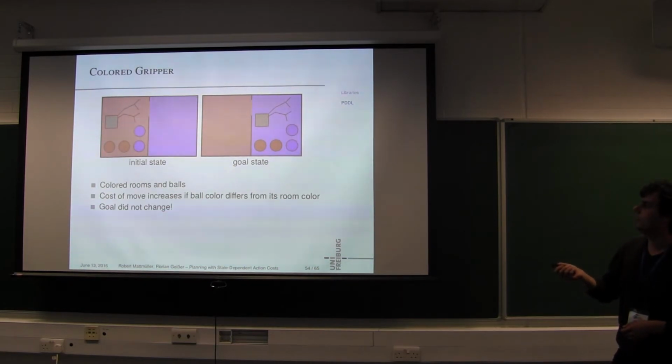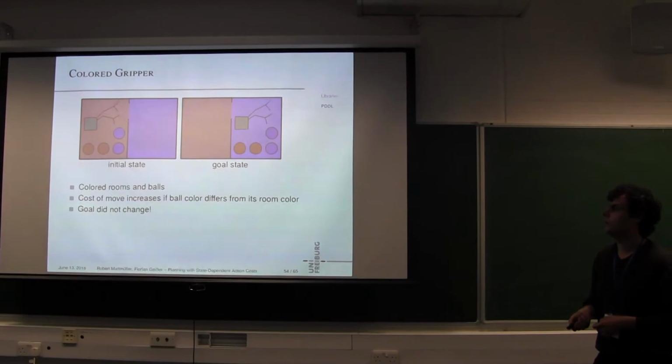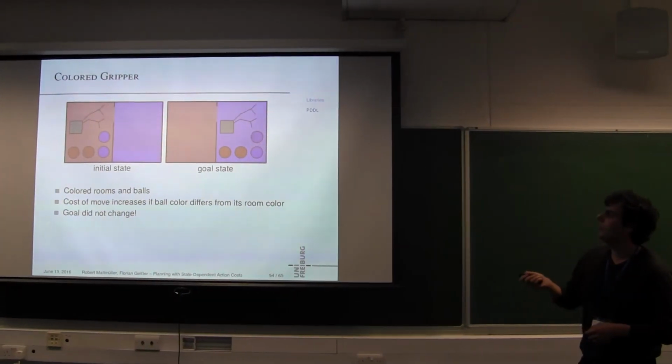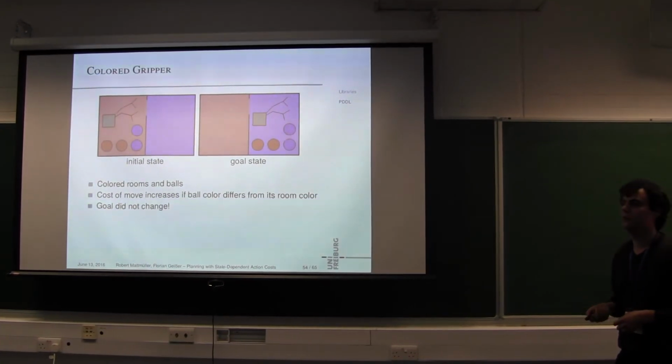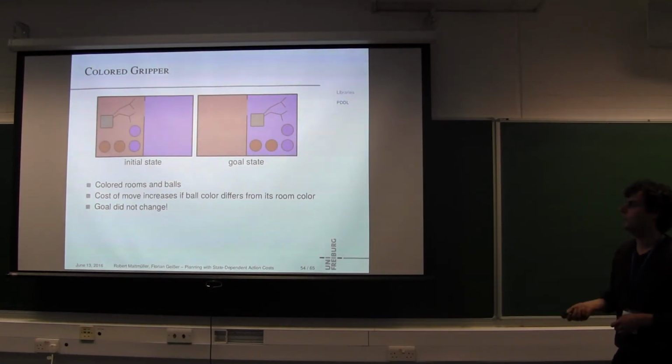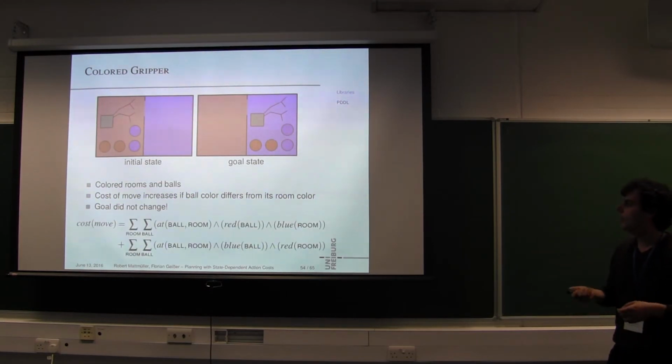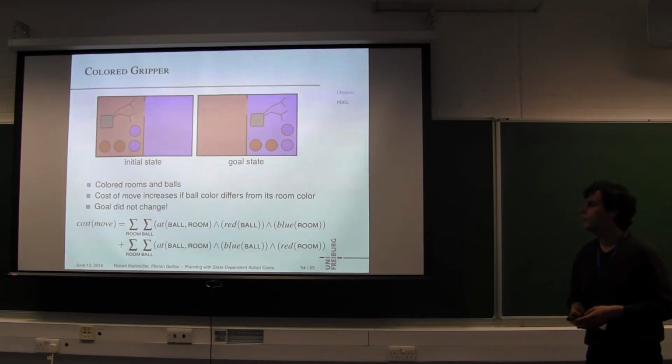So for example, in the initial state, we have 2 blue balls in the red room. So if we now immediately move from one room to the other, the move action will cost 2. But if we would now be in a state where the red balls are in the red room and the blue balls are in the blue room, the move action actually costs 0. And important is the goal did not change, so we still want to get all the balls from the red room into the blue room. And let me just show you the cost function. So this is one way we can write this function.